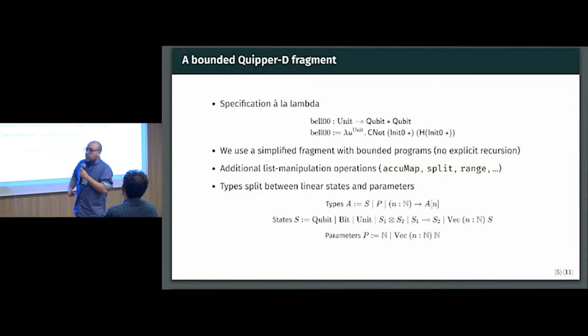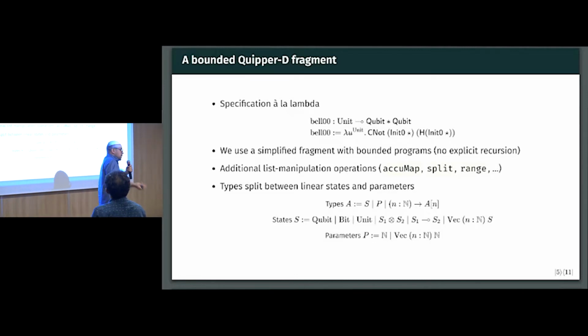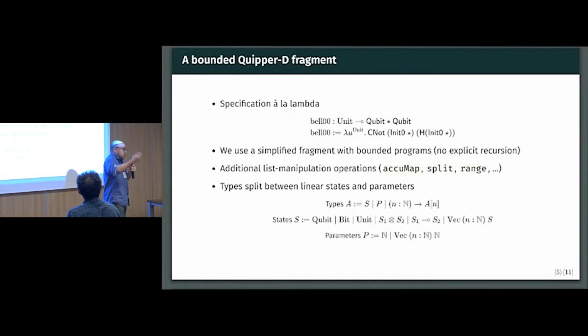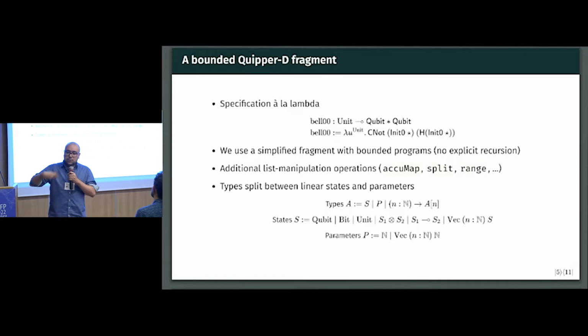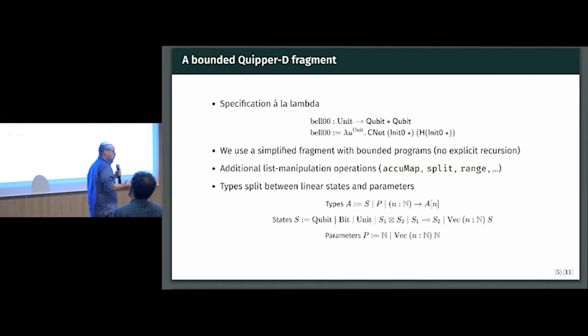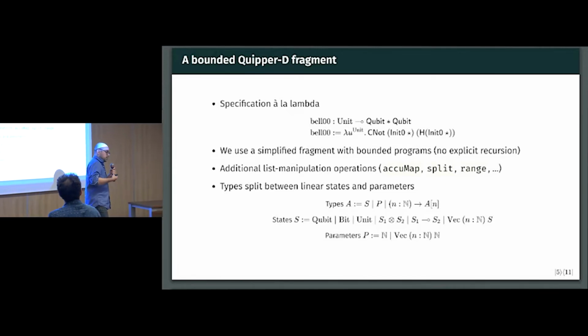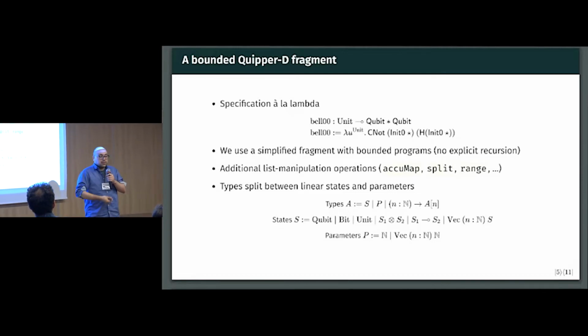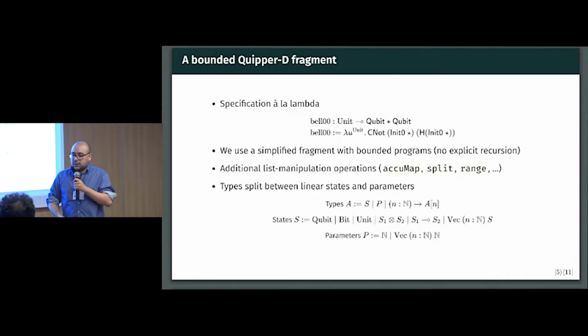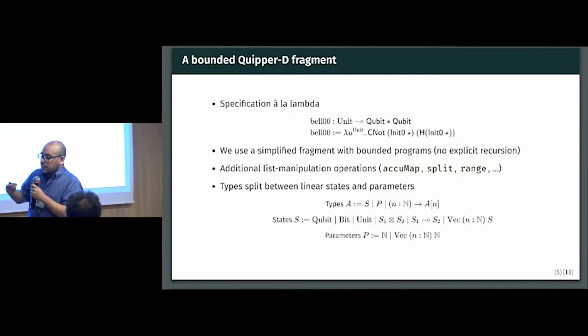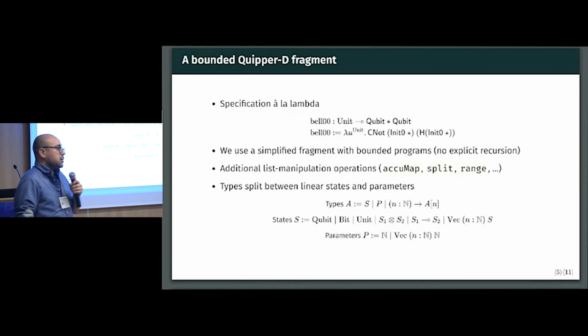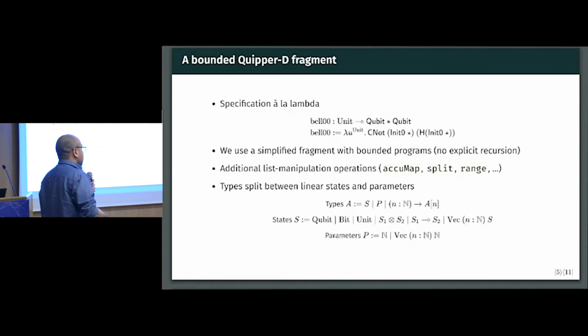For example, we cannot encode non-terminating programs in a ZX diagram because we don't have infinite loops. So in order to do that, we took away the explicit recursion, but we defined a small set of primitives to work with vectors. The advantage of this is that they are bounded and the programs should terminate.